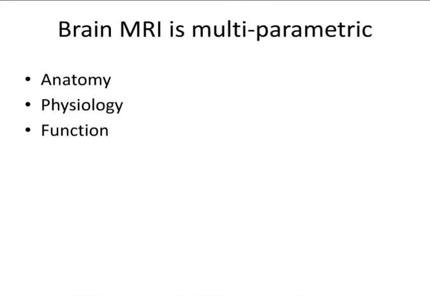Remember that MRI is multi-parametric by nature, so it gives us a huge amount of information. It tells us not only about the anatomy of the brain, it tells us not only about the physiology of the brain, the blood flow, it also tells us something about how the neurons are being activated. So it tells us something about functional activation. And this is what makes it such a fascinating tool.